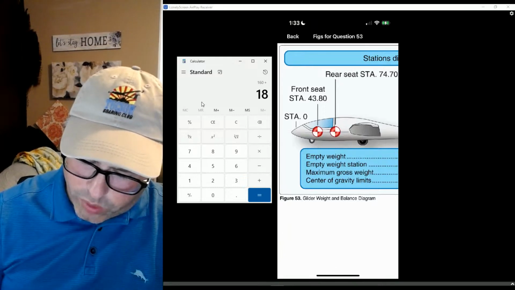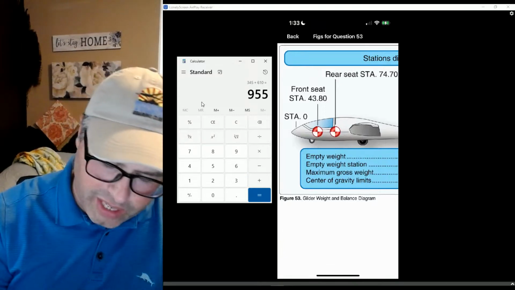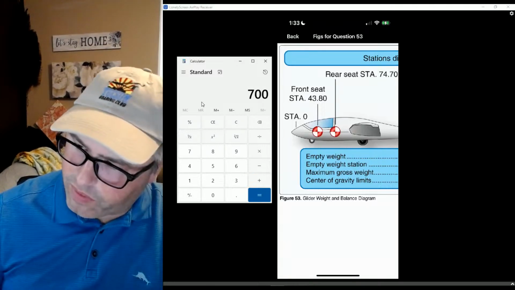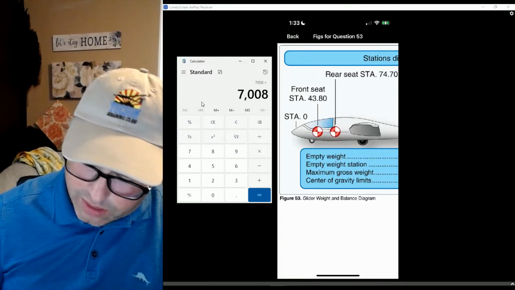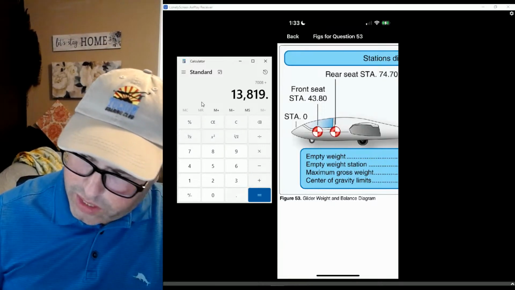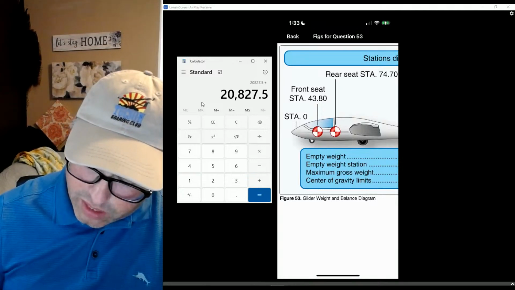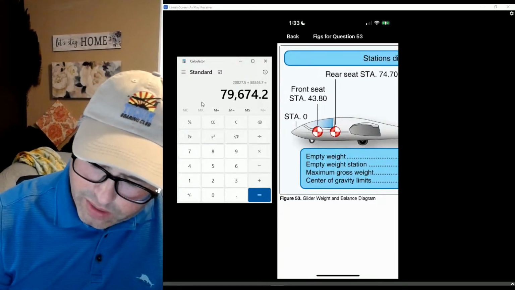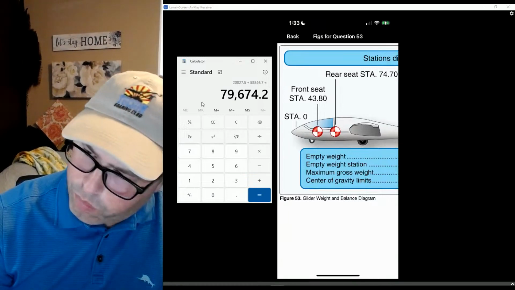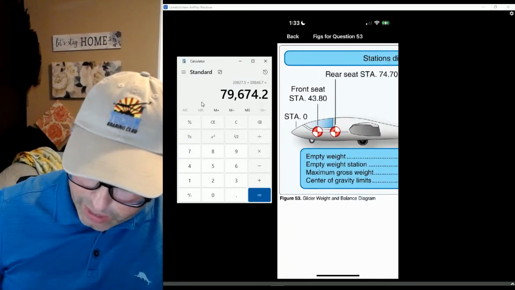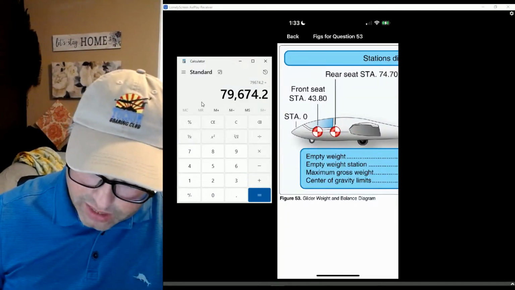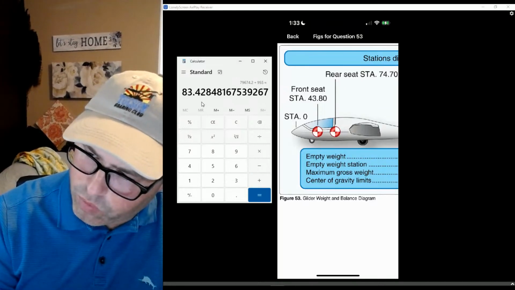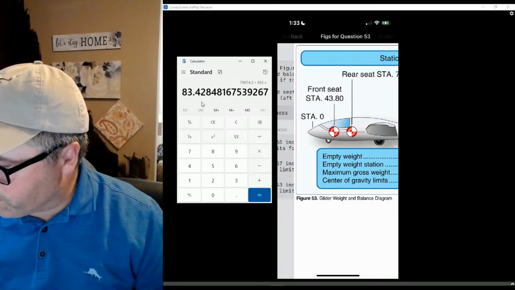160 plus 185 plus 610, 955. Okay, add up the moments. 7,008 plus 13,819.5 plus 58,846.7, 79,474.2. Write it down. Divide by that 955 gives us a new CG of 83.43.